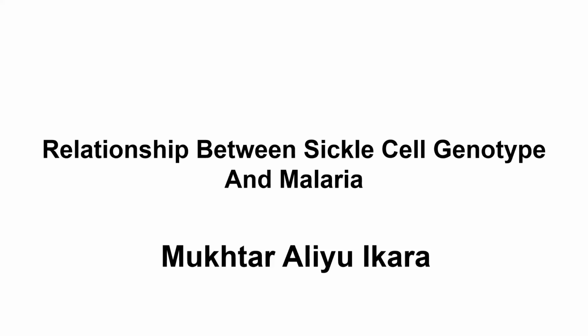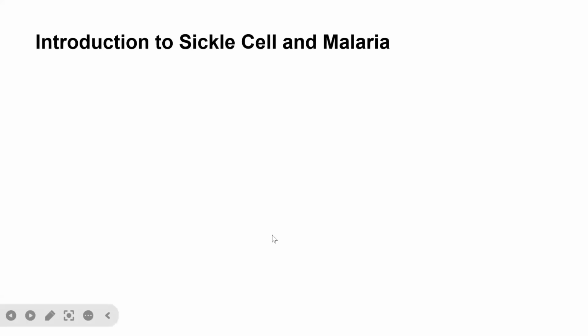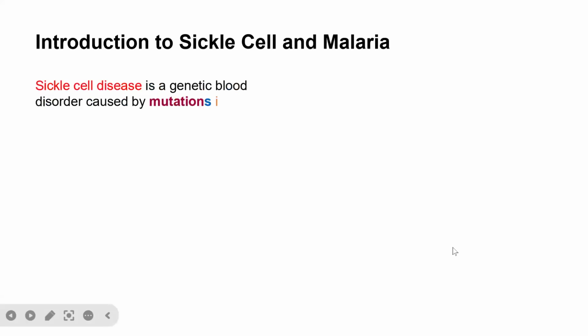So let's look at the introduction. Sickle cell disease is a genetic blood disorder caused by mutations in the hemoglobin. Generally, sickle cell disease is a genetic disorder that can be inherited from a parent to their offspring. It can be inherited from a sickle cell parent or from a carrier of the disease. And this disease is a result of a mutation in the hemoglobin gene.